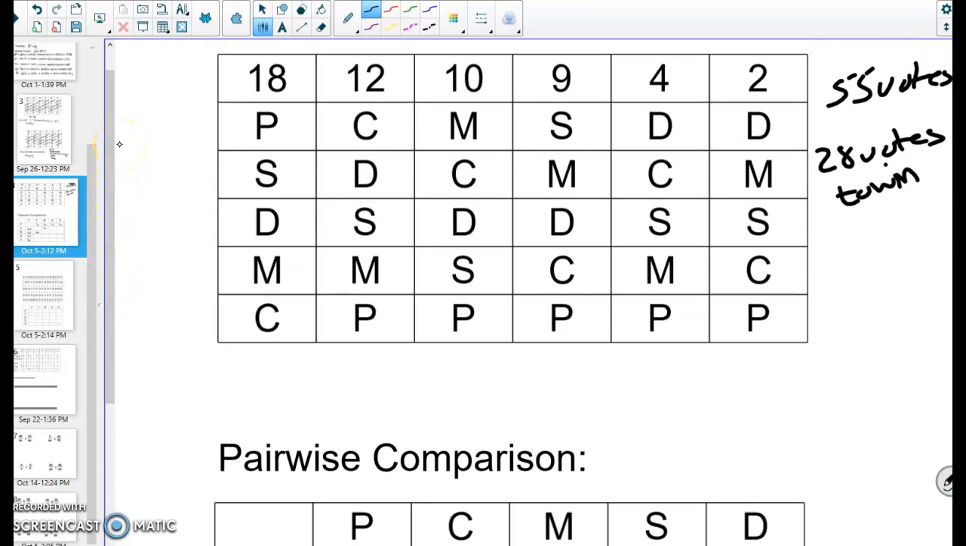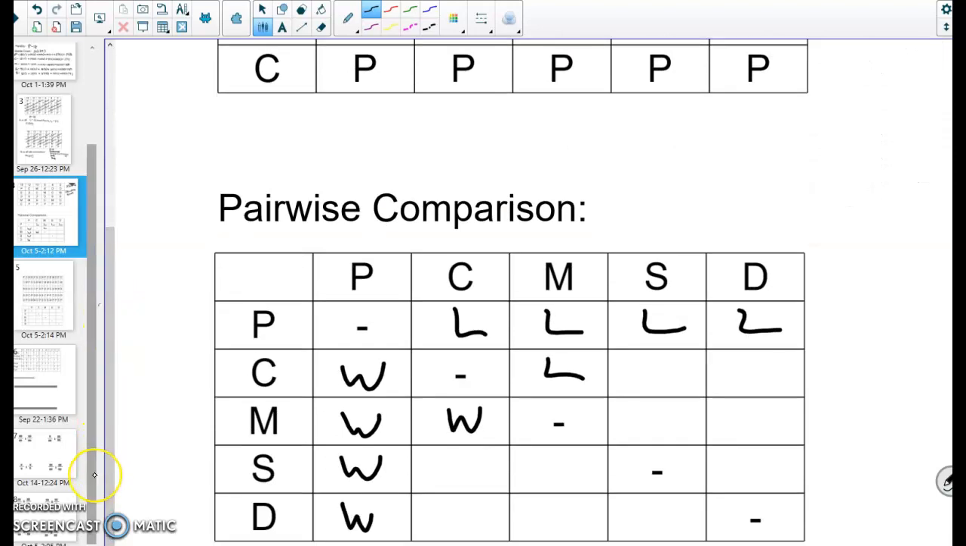C versus S. Loses the first column, wins the second column. It wins the third column, now it's at 22. Loses the fourth column. Wins the fifth column, now it's at 26. Loses the sixth column. It got to 26 votes. It needed 28. So that's a loss, and it's a win for S.